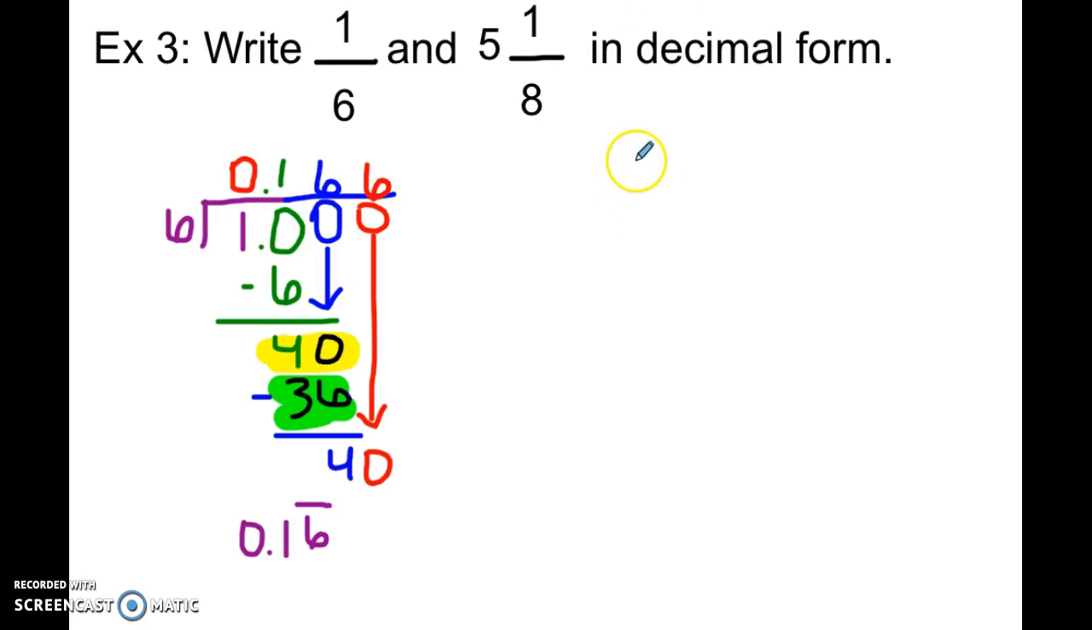For the 5 1/8, again, I'm going to do top in, bottom out, divide. I'm going to put my 5 over here off to the side because I know that I've got to include that for my answer piece. We just have to figure out what the decimal is afterwards. 8 won't go into 1, but 8 will go into 10. 8 goes into 10 one time.